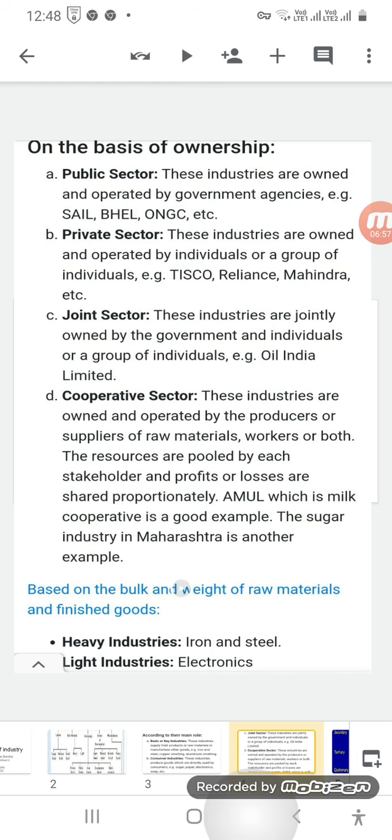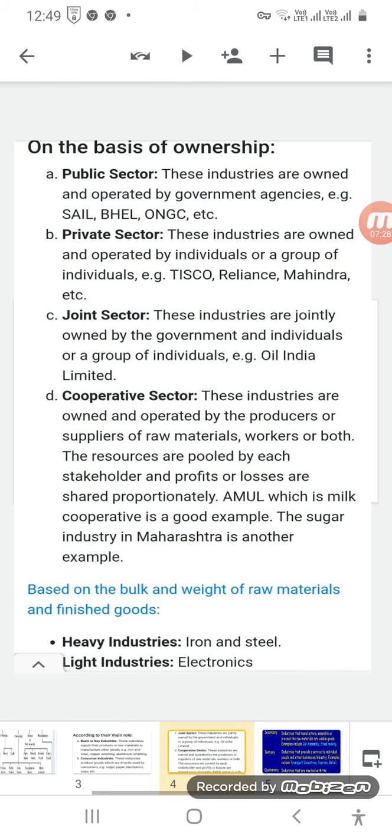Based on the bulk and weight of the raw material, we can classify industries into two types: heavy industries and light industries. Heavy industries are those where the weight of the raw material is very heavy, like the iron and steel industry. Here the raw material is very heavy, so these are called heavy industries. Light industries are those where the raw material is very light in weight, like electronics.